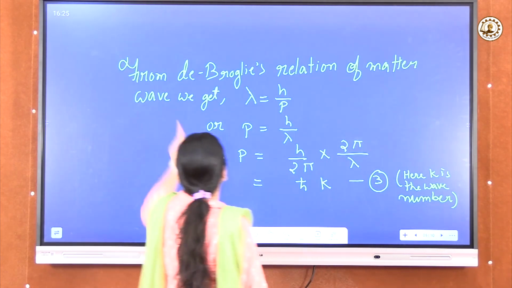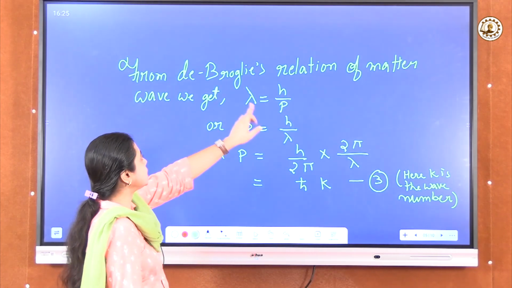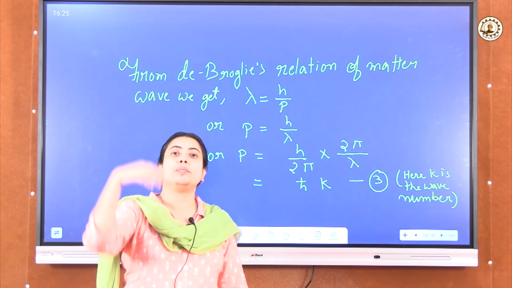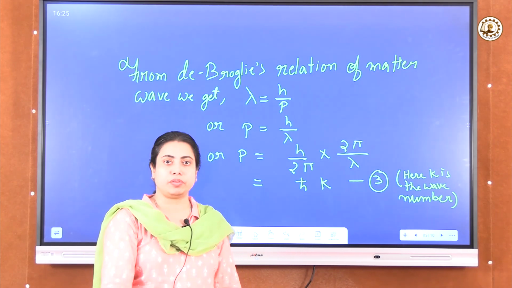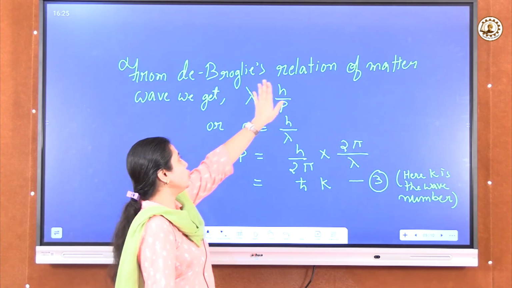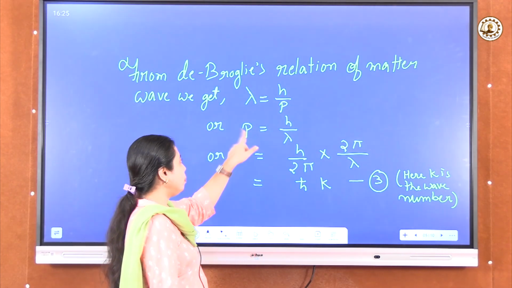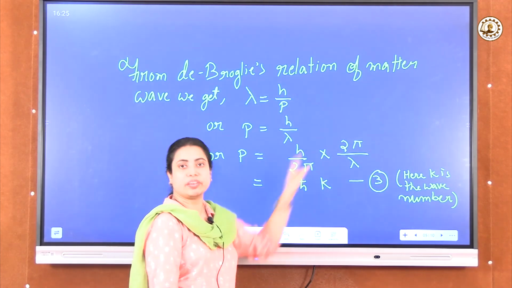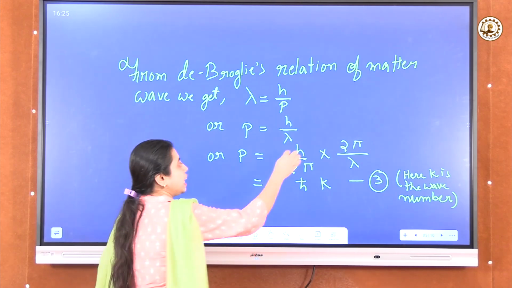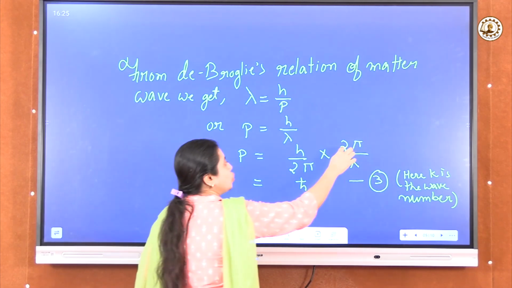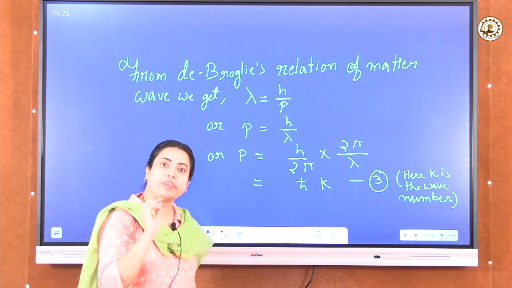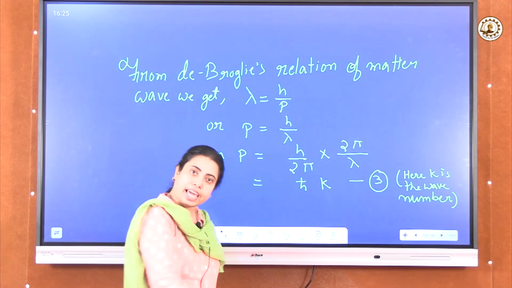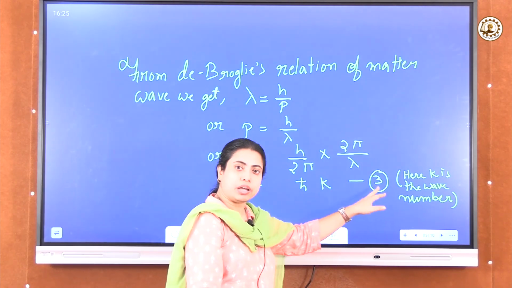Next, this is from de Broglie's relation of matter wave. We can write lambda, means wavelength, is equal to Planck's constant divided by the momentum of the particle. So lambda is equal to h by p, or momentum p is equal to h by lambda. Now again I will divide and multiply by 2 pi, and I will write h by 2 pi as h cross, and 2 pi by lambda is the wave number, that is k. So I can write momentum p as h cross k, and I will give this as equation number 3.